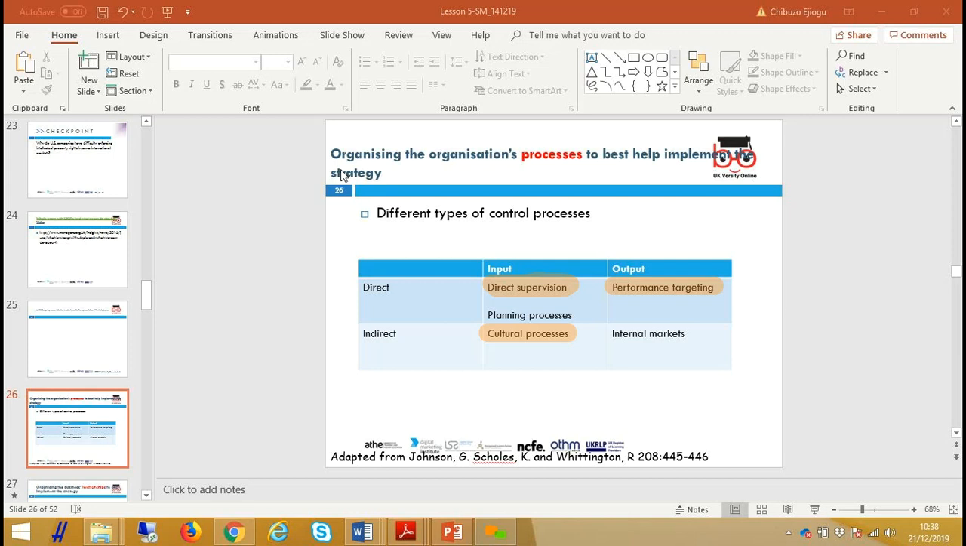When you look at indirect control, so rather than a manager, supervisor, or leader, a broader framework being the tool of control, focusing on output, that is the actual product or service that is delivered.